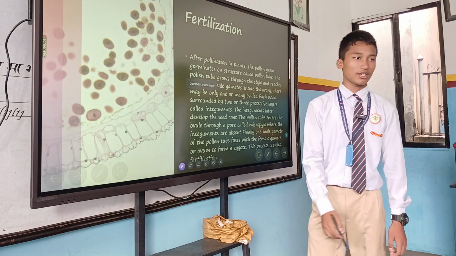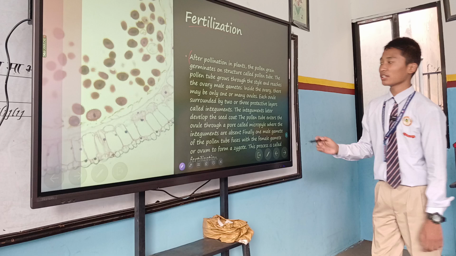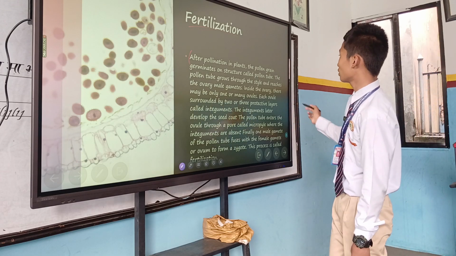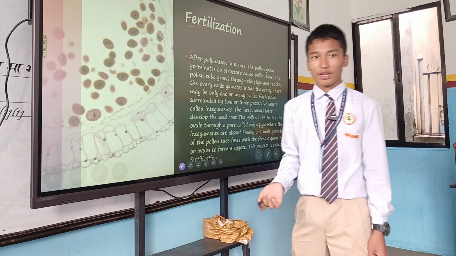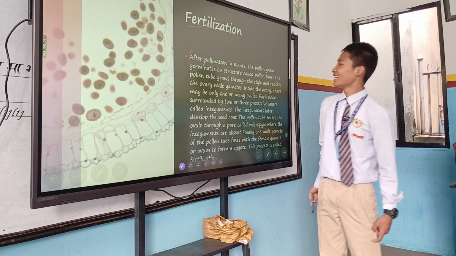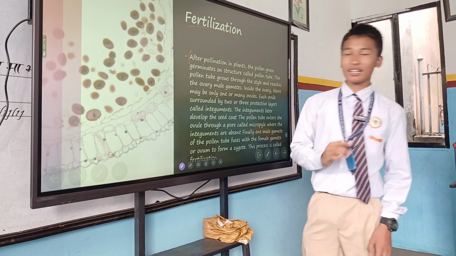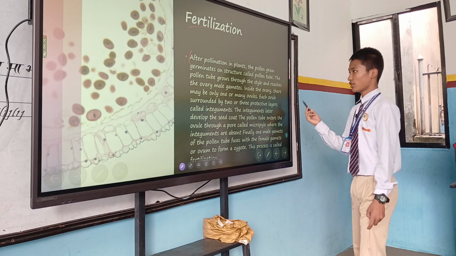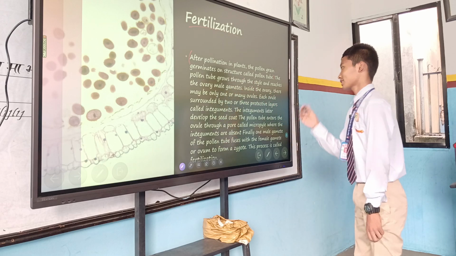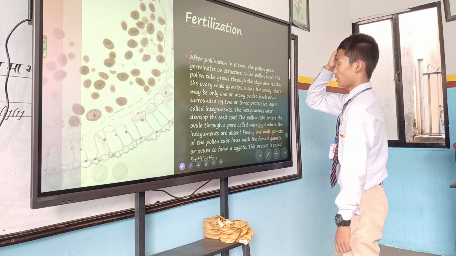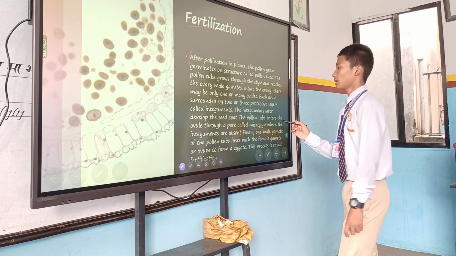My next topic is about fertilization. After pollination, the pollen grains germinate into a structure called the pollen tube. The pollen tube grows through the style and reaches the ovary. Inside the ovary, there may be one or many ovules.